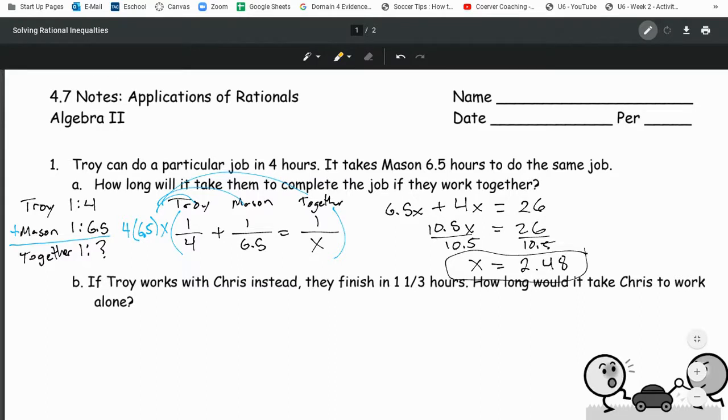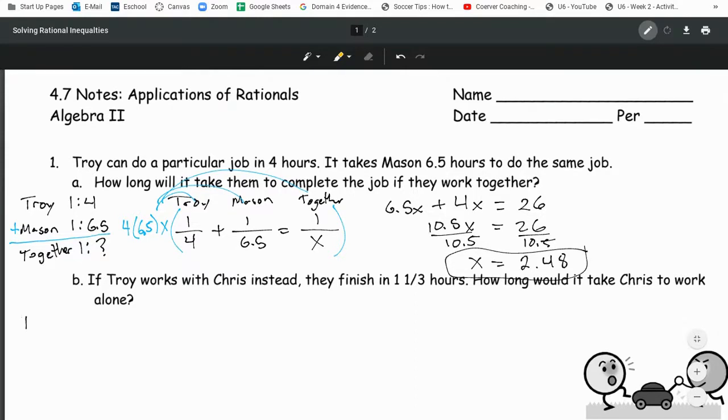Okay. Then it asks us about part B. It says, what if Troy works with Chris instead? They can finish the job in 1.33 hours. How long would it take Chris to work alone? So this time we have Troy's information still. Takes him 1 in 4. We have something about Chris, but we don't know how long it takes him to complete this job. And this time we know that together they finished that job in 1 1/3 hours.